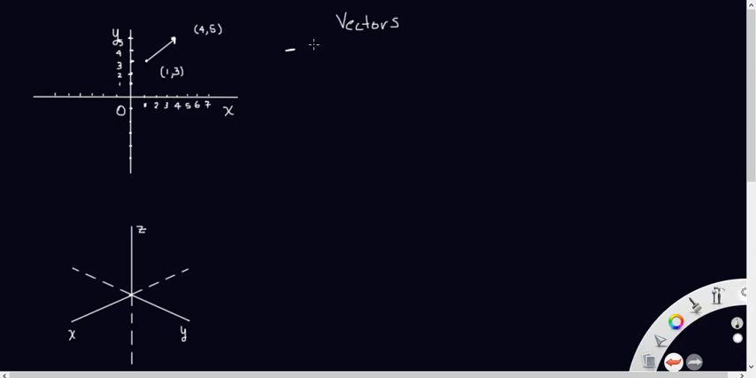Well, a vector is a quantity that has a magnitude and a direction or sense.